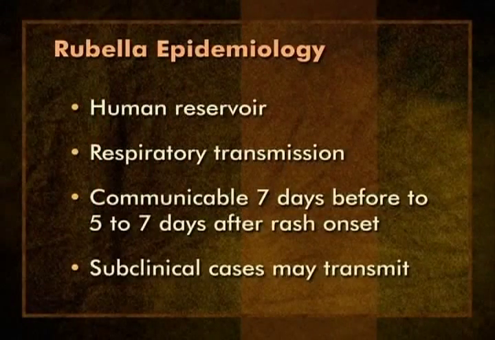Rubella is a human disease, and the reservoir is acutely infected persons. There is no animal or insect vector of rubella virus. Transmission of rubella is respiratory. It's communicable 7 days before to 5 to 7 days after rash onset. But subclinical or asymptomatic cases may also transmit the virus. Infants infected in utero with rubella virus may shed virus for a year or more.